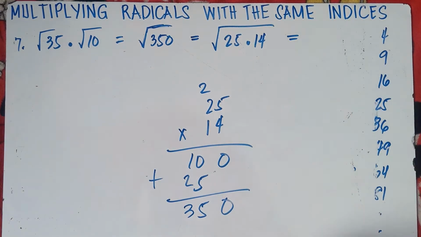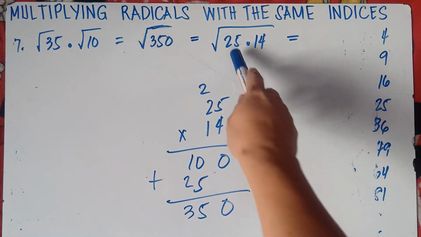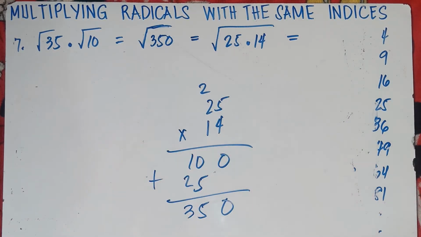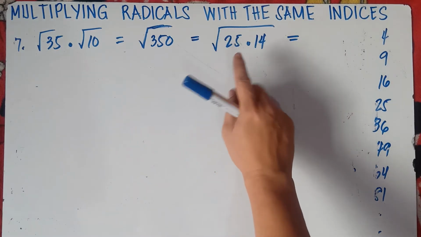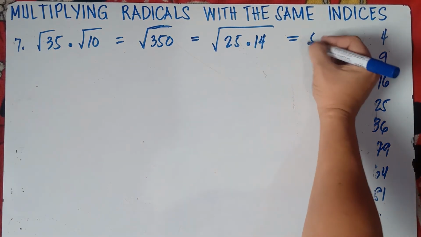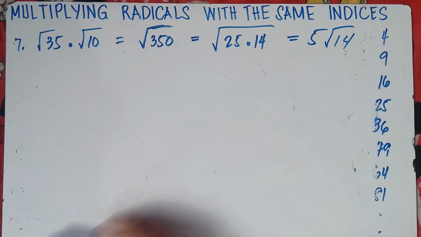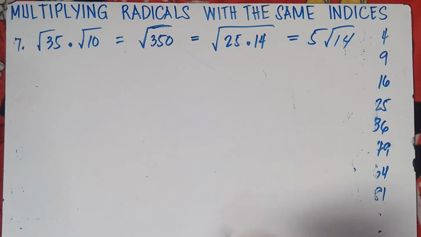Alright, so square root of 25 times 14. One number is a perfect square, the other is not. So 25 times 14, that's 350. And then we can simplify 25. The square root of 25, that is 5. Then simply copy square root of 14. We cannot simplify square root of 14. So that's the answer there, class, in the long method.